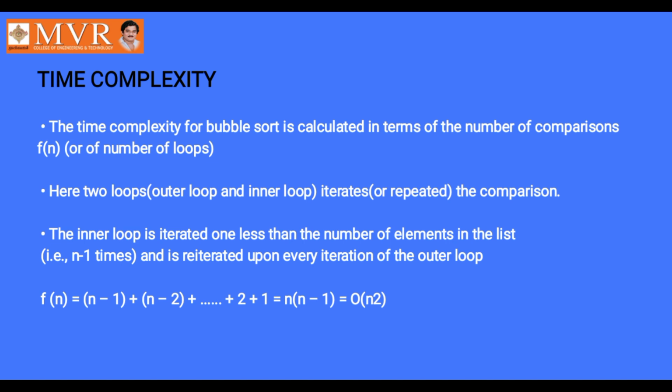The inner for loop is iterated once less than the number of elements in the list, that is n minus 1 times. So f of n is equal to n minus 1 plus n minus 2 and so on, which is given as O of n square.